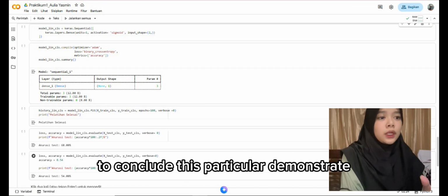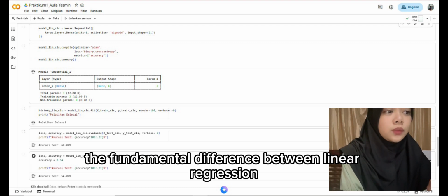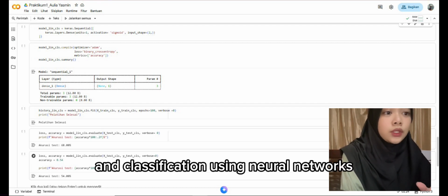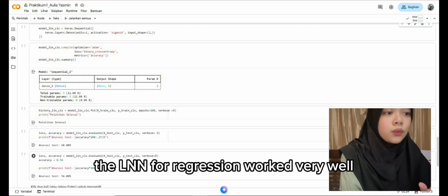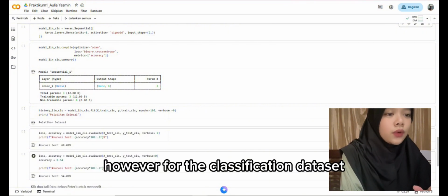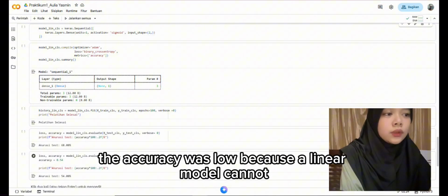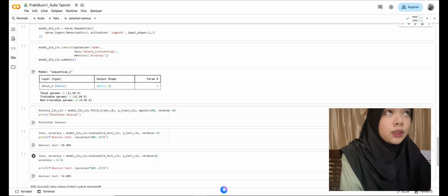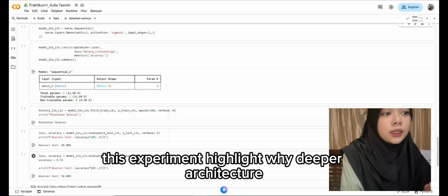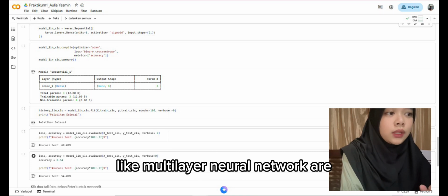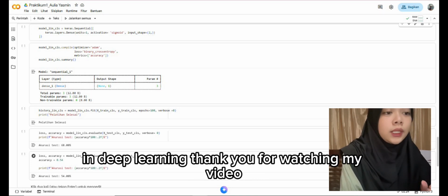To conclude, this practicum demonstrates the fundamental difference between linear regression and classification using neural networks. The LNN for regression worked very well because the data was linear. However, for the moon classification dataset, the accuracy was low because a linear model cannot capture complex nonlinear patterns. This experiment highlights why deeper architectures like multi-layer neural networks are essential for solving more complex problems in deep learning.